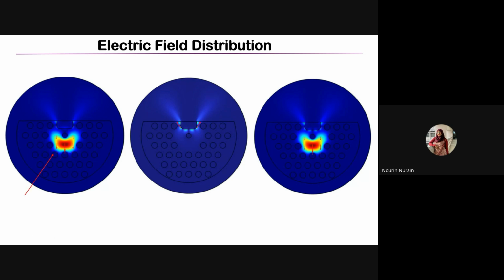So this mode is called the core mode. So a mode is basically the certain or definite patterns through which light travels. So when light gets trapped into this core region, we call it the core mode.